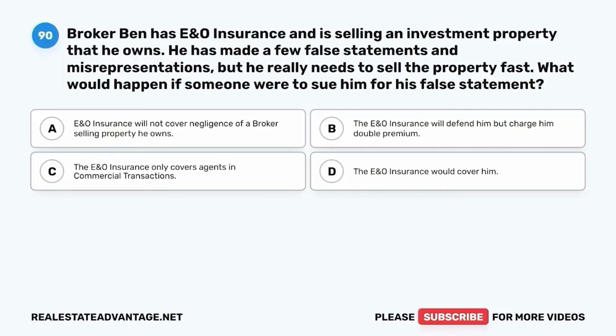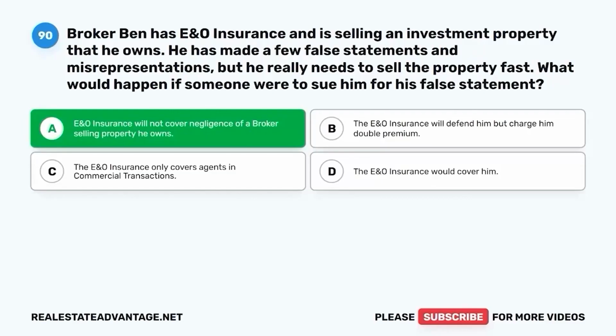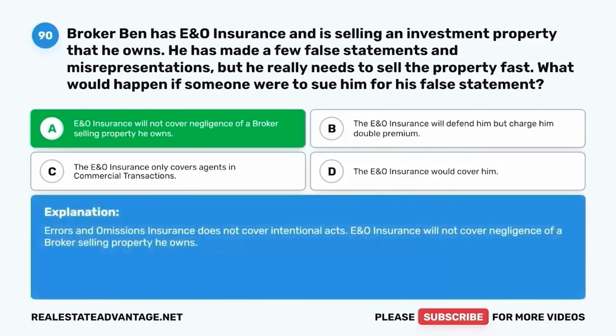B. The E&O insurance will defend him, but charge him double premium. C. The E&O insurance only covers agents in commercial transactions. D. The E&O insurance would cover him. The correct answer is A. E&O insurance will not cover negligence of a broker selling property he owns. Errors and omissions insurance does not cover intentional acts.